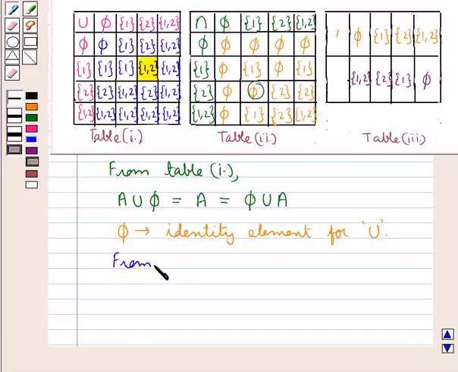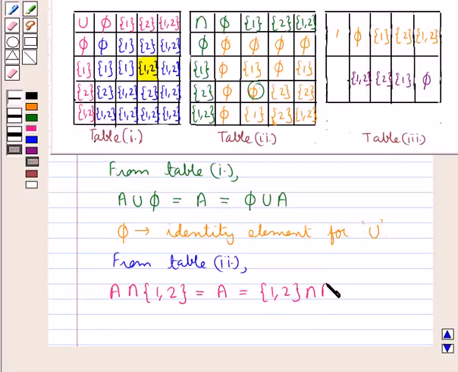Now from table 2 we observe that the element A intersection the set with elements 1, 2 is equal to the set A, which is the same as the set with elements 1, 2 intersection the element A. So if we take A as phi, then phi intersection the set with elements 1, 2 is phi itself. Singleton 1 intersection the set with elements 1, 2 is singleton 1 itself. In the same way we can consider the other elements also. So here the set with elements 1, 2 is the identity element for the operation of intersection.